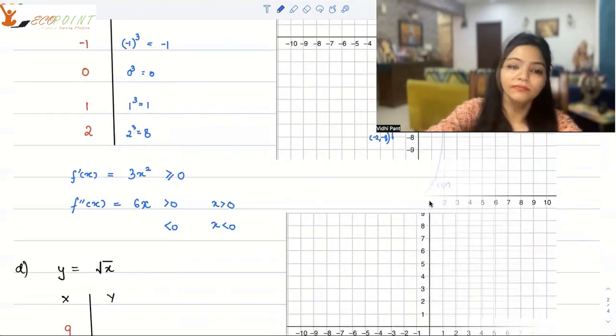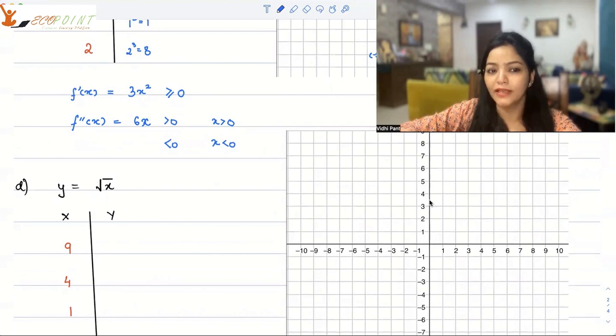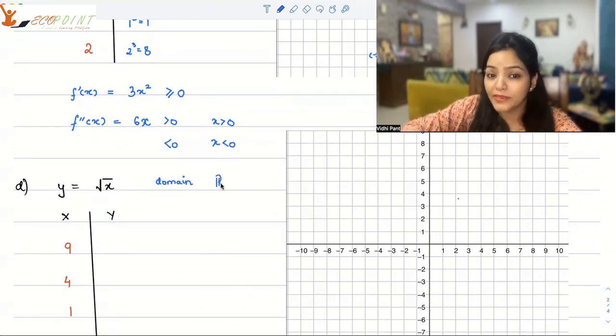Okay, now let's take up another example. y equals square root of x. When you're discussing this kind of function, the first thing you should think about is: what is the domain for this function? The domain for this function is definitely R plus, because we are taking the square root. So x cannot be negative. x has to be greater than or equal to 0.